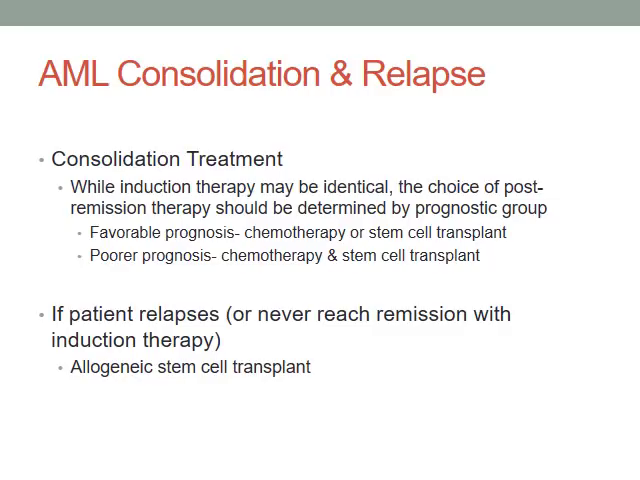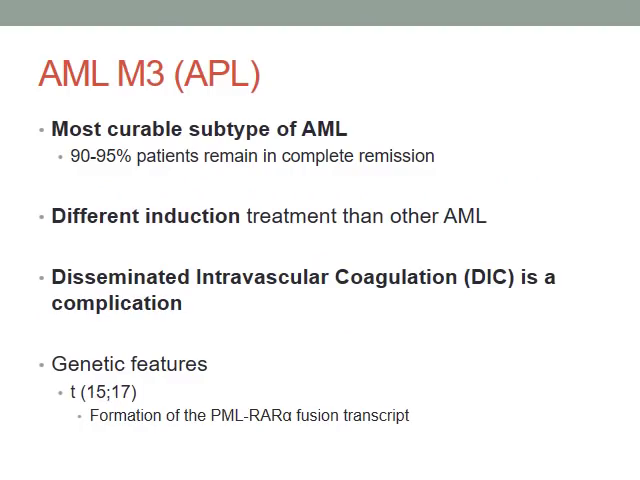If a patient does have a relapse or never meets the remission criteria, then it's recommended that they have a stem cell transplant. And again, this should be an allogenic stem cell transplant, meaning that it's from a donor, not from the patient themselves. Now let's discuss acute promyelocytic leukemia, also known as AML-M3.